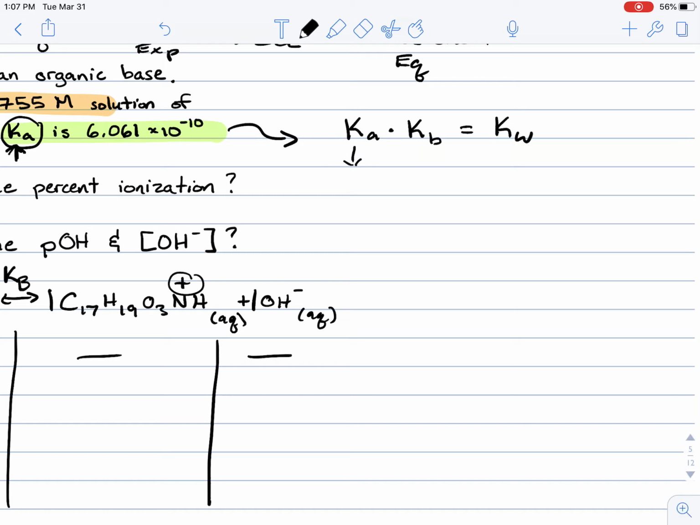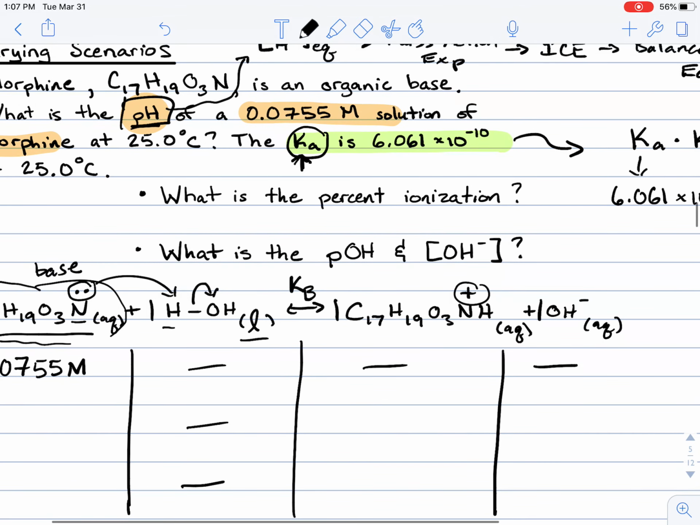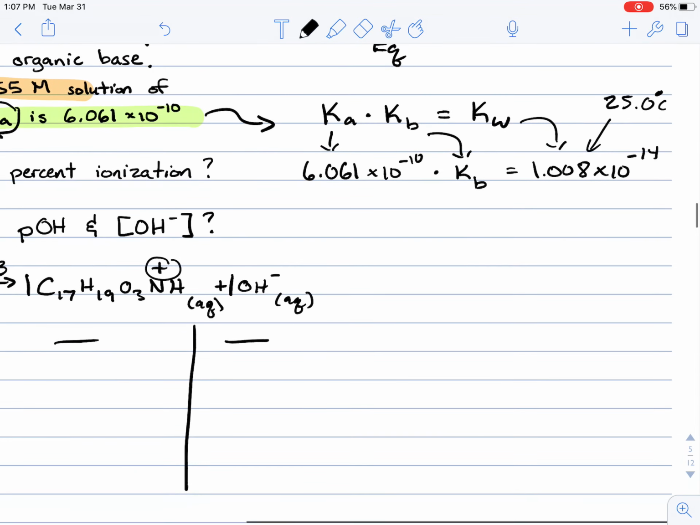For Ka, we're going to plug in the number that it gave us, 6.061 times 10 to the negative 10. Kb is what we're solving for. Kw is 1.008 times 10 to the negative 14, and this value only holds true at 25 degrees Celsius. Since we're at 25 degrees Celsius, we can use the 1.008 times 10 to the negative 14. So to solve for Kb, we divide both of those values.